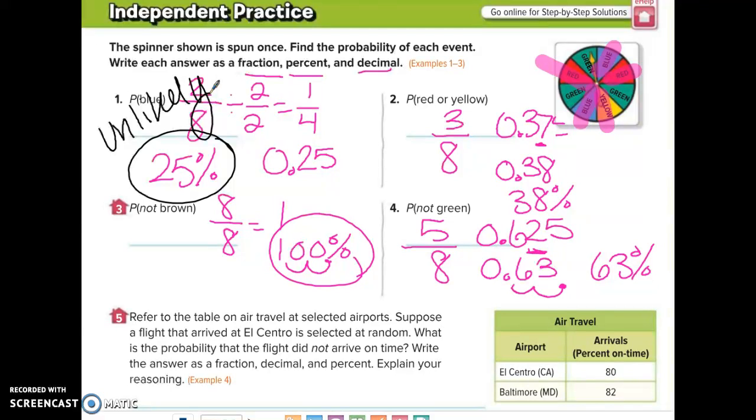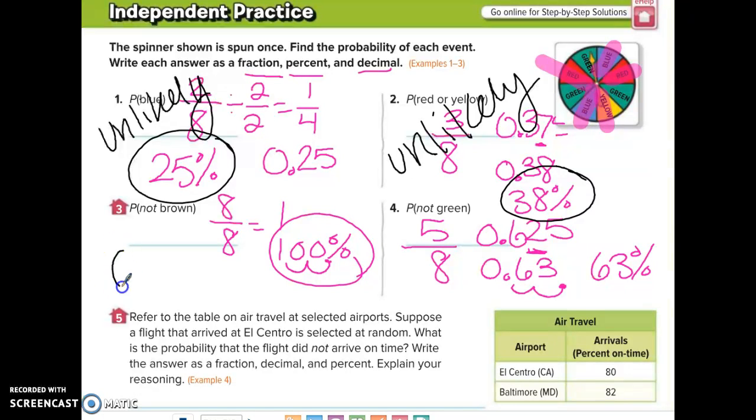Number 2, we got 38%. Again, if we're looking at that spectrum, it's not impossible, but it's not quite 50%. It's less than 50%. So we would again say that it is unlikely to happen. Now number 3, the probability of not brown. It's 100%. It's gonna happen. It's certain. There's no way that we are gonna roll brown. So this one we would say is certain.